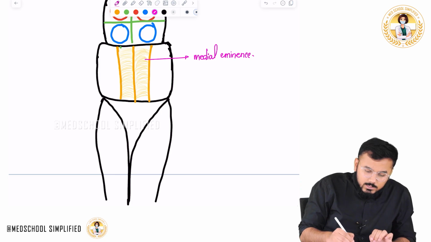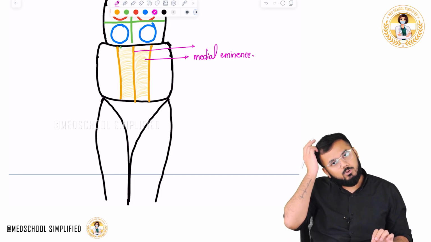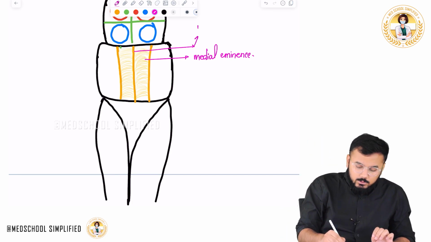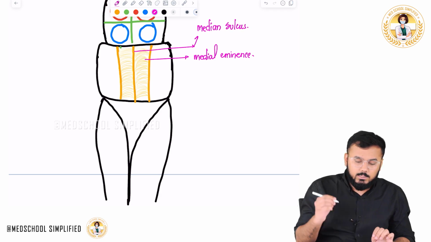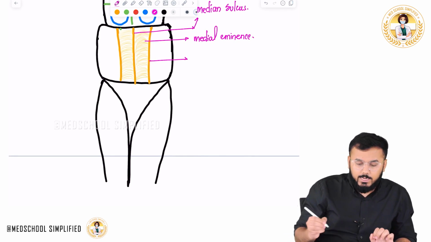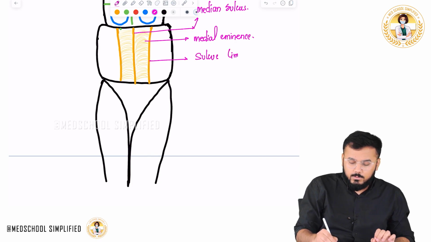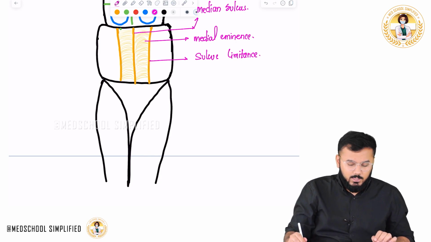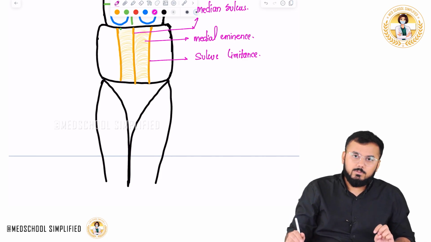Now, what is the sulcus that is present exactly in the center? Any sulcus that is present exactly in the center is called the median sulcus. So this one over here is called the median sulcus. Okay. Next important thing, the sulcus that is present on the side here is called the sulcus limitans. This sulcus over here is called your sulcus limitans. So the sulcus that is present exactly in the center is called a median sulcus. The sulcus that is present on either side is called the sulcus limitans. Okay.